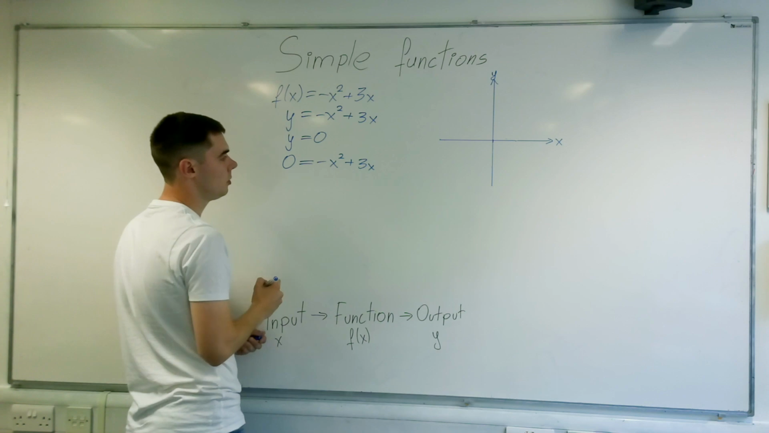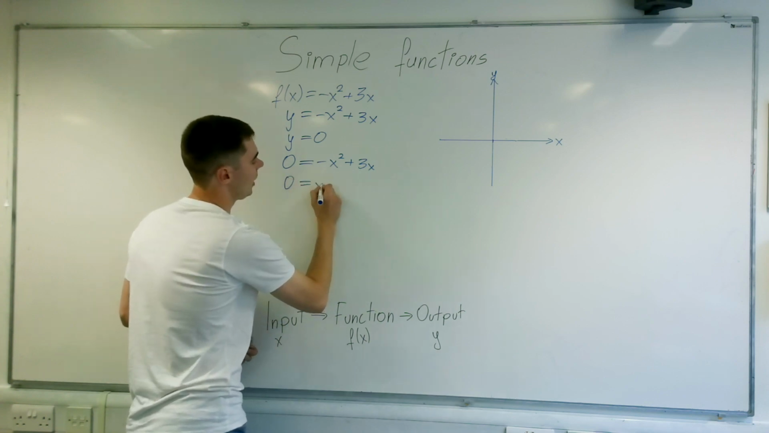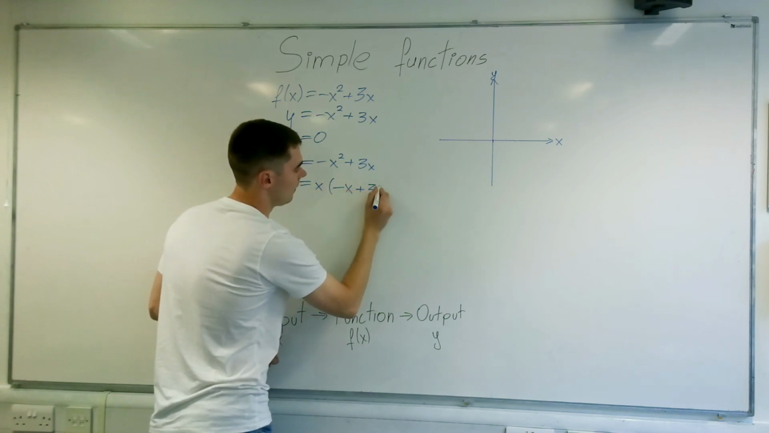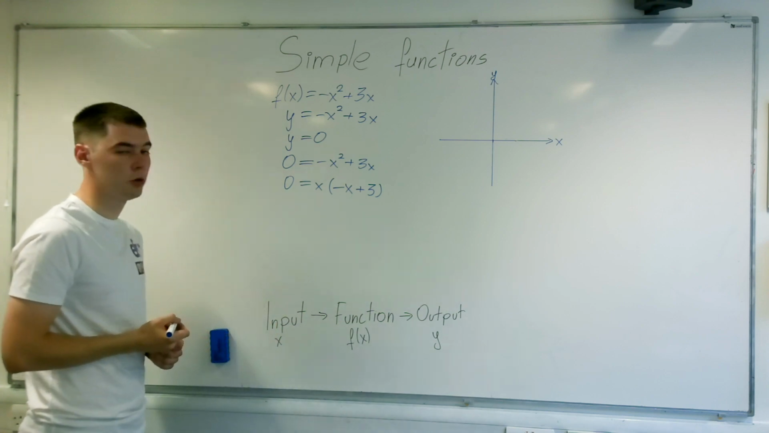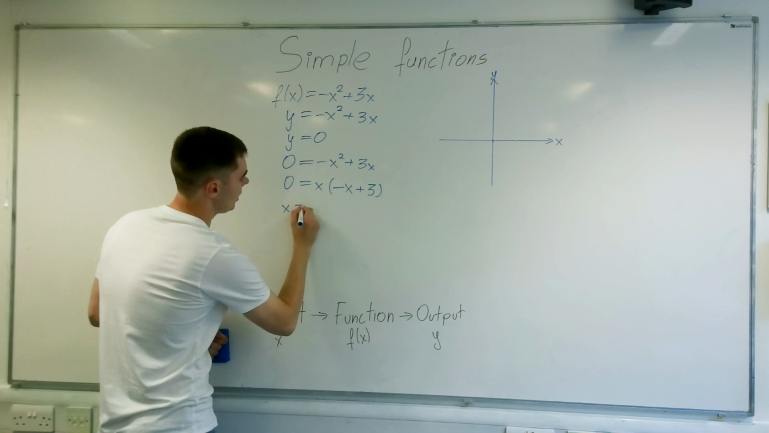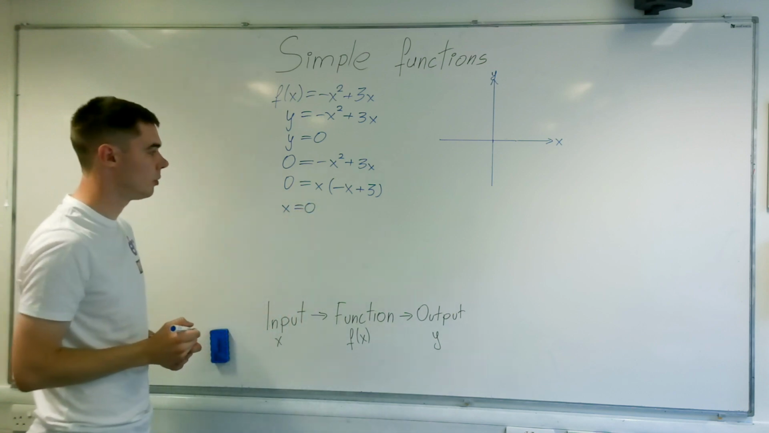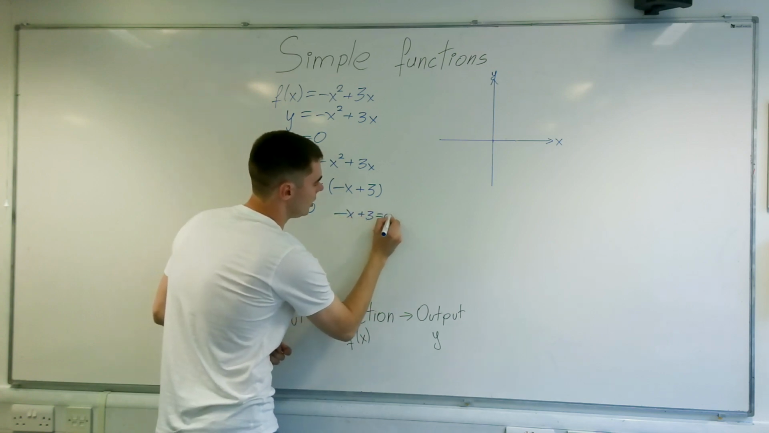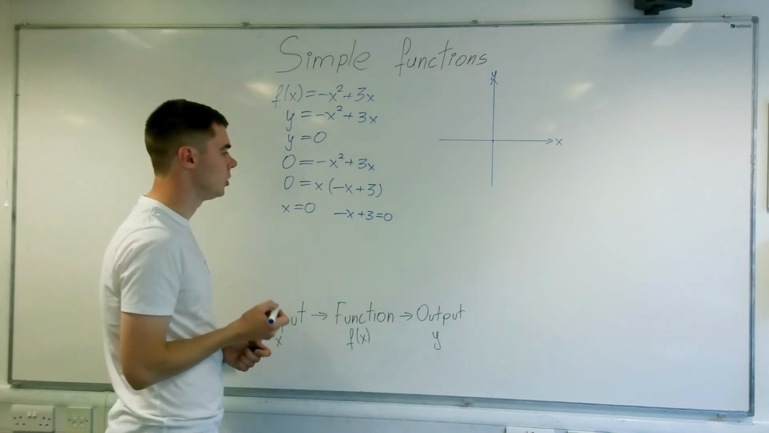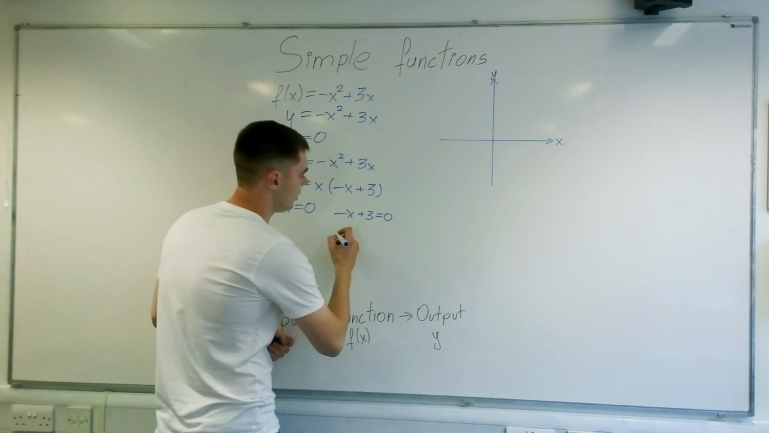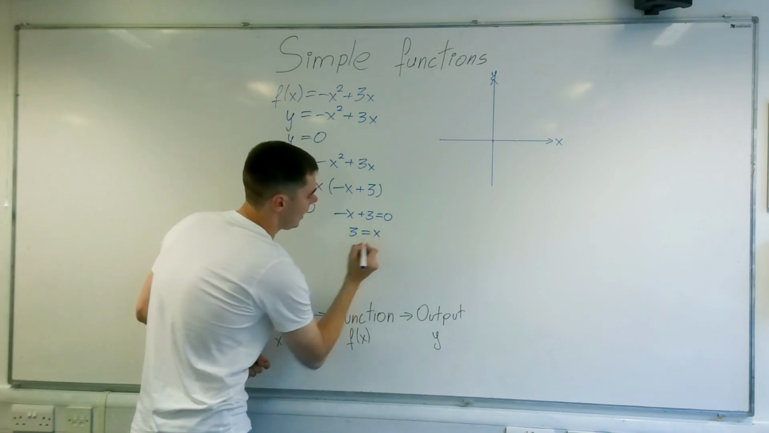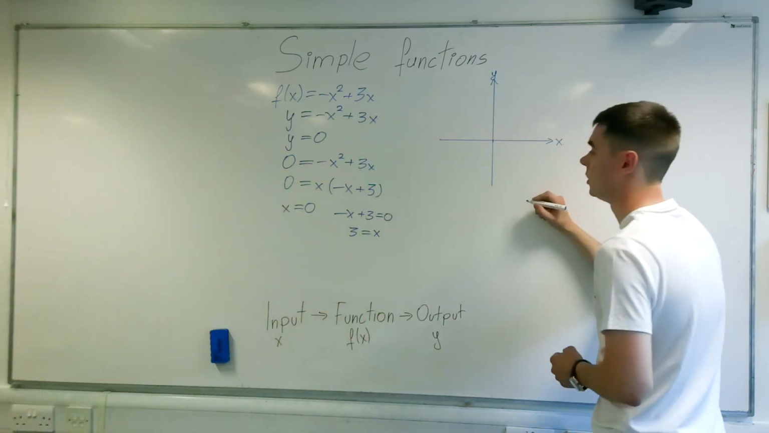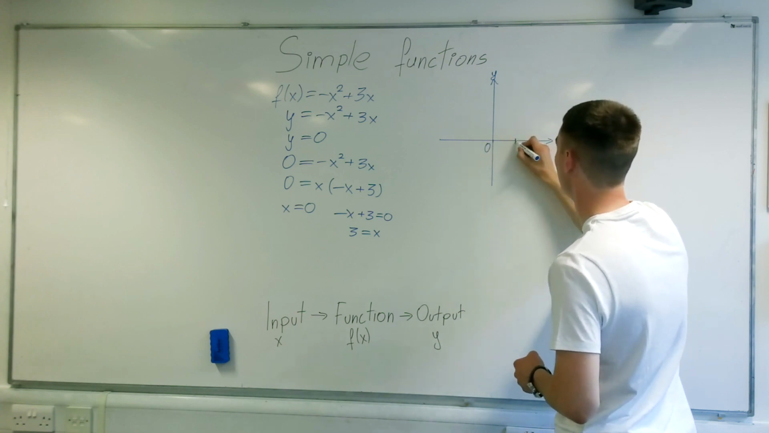We can see that we have a common factor x. We bring it before the brackets, and we leave what's left inside the brackets, which is minus x plus 3. Here you can see that there are two answers. One would be x equals 0, as x appears outside the brackets, and the second one would be minus x plus 3 equals 0. Then we bring the numerical values on one side, leaving the x on the other, which gives us 3 equals x, or x equals 3. Here we have our two intersect points on the x-axis with values of 0 and 3.